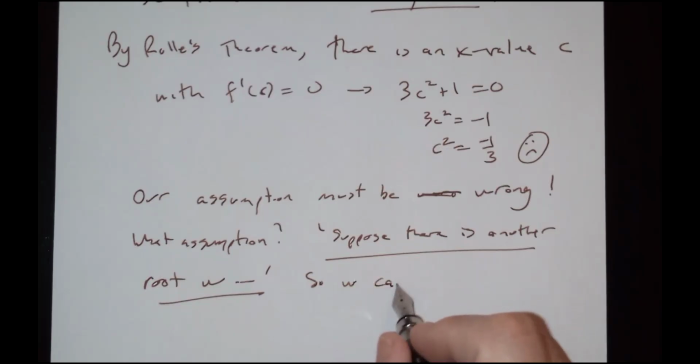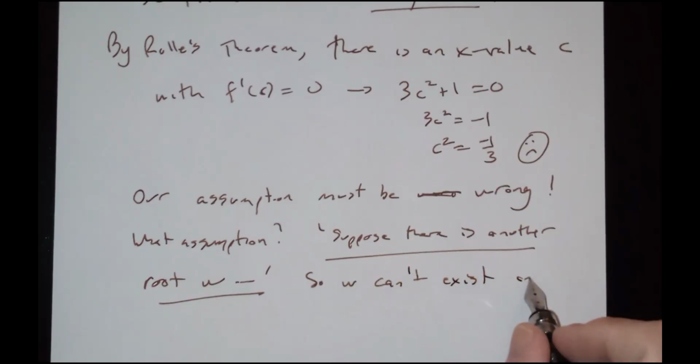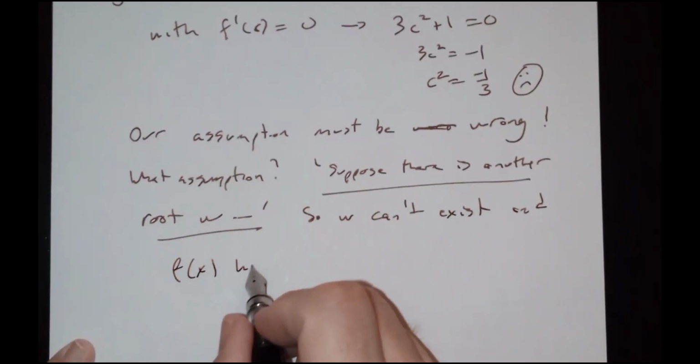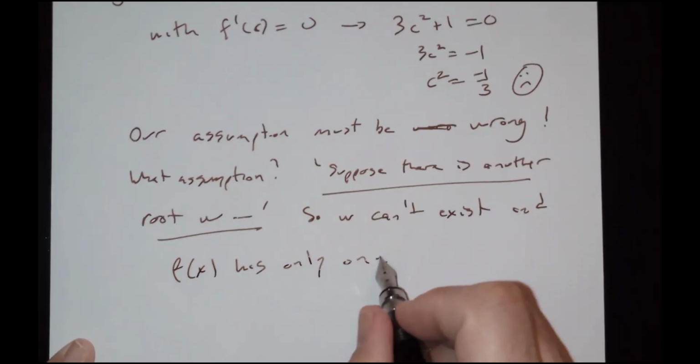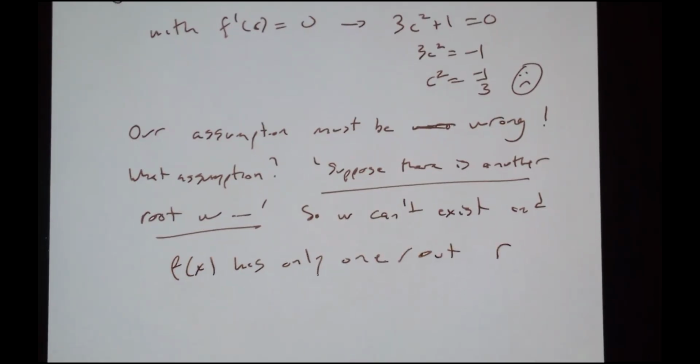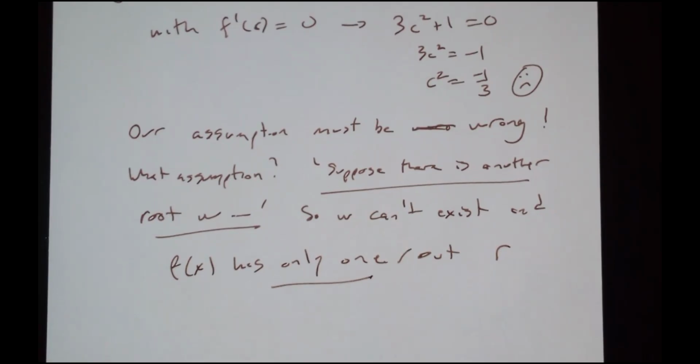So W can't exist. And f of x has only one root r. There's one. We know what it is. It's r. It's between -1 and 0. And that's the only one. This method of logical analysis is called a proof by contradiction. It is one of the oldest ideas of proving something. It goes all the way back to Greek geometry.